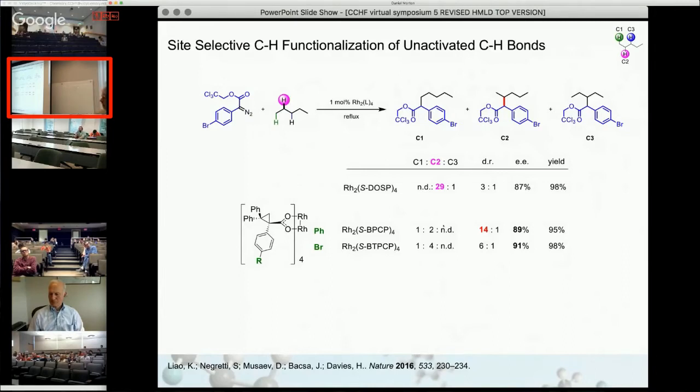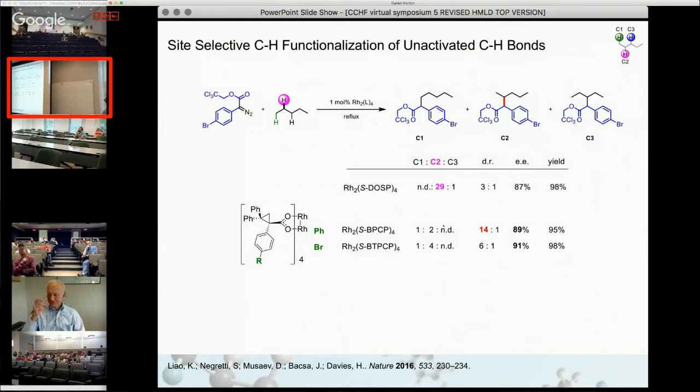So we decided what we needed to do was make the competition between C1 and C2 and hopefully get none of C3. And indeed, what we found when we went to our bulky catalysts, which we thought would drive it towards C1, you can see we overcooked it because we really have driven the chemistry towards C1, but we've gone too far because we're getting a fairly poor ratio now between C1 and C2, but we're not getting any C3. Now, of course, it's pretty interesting that we could get C1 selectivity. So we decided to see if we could make the catalyst even bulkier and drive the chemistry towards C1.